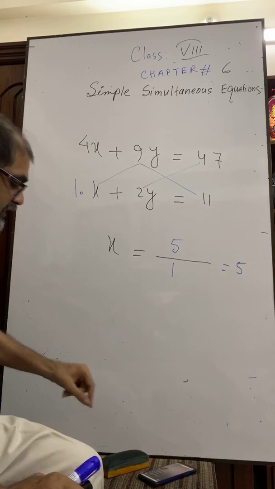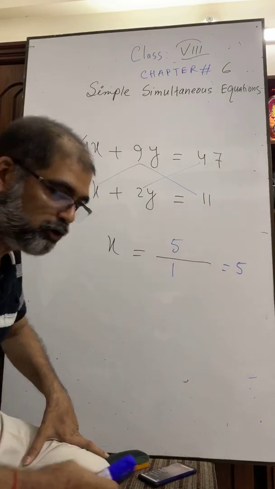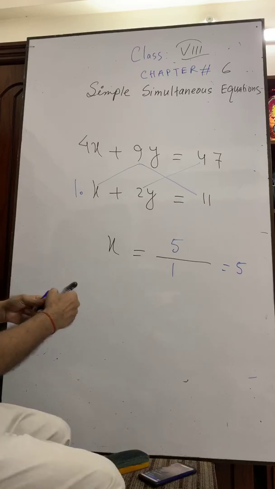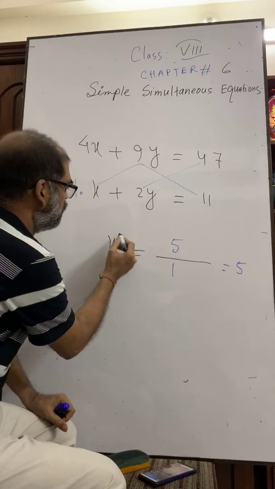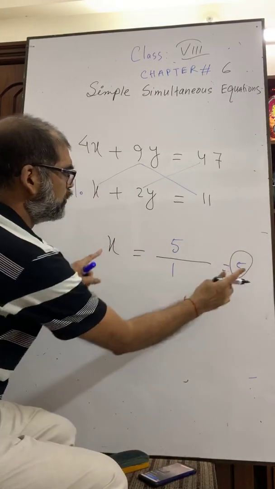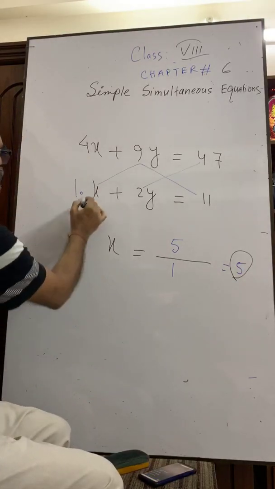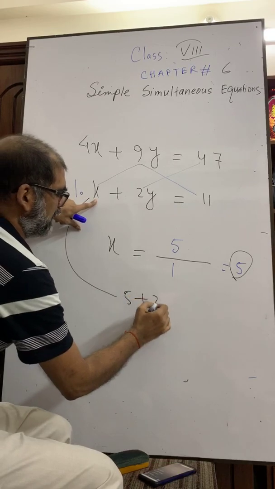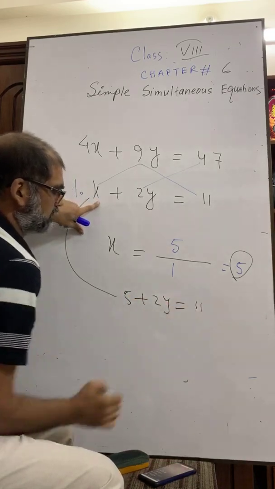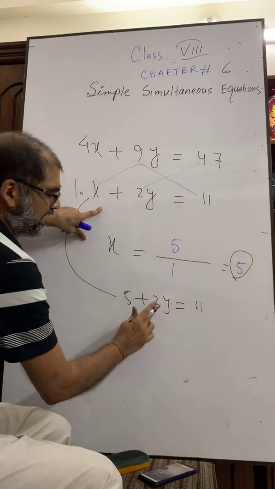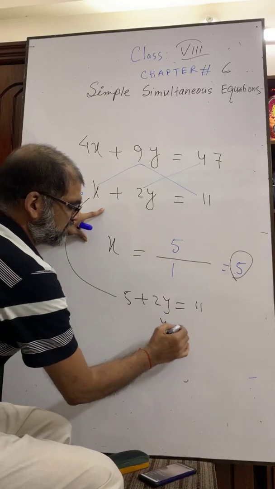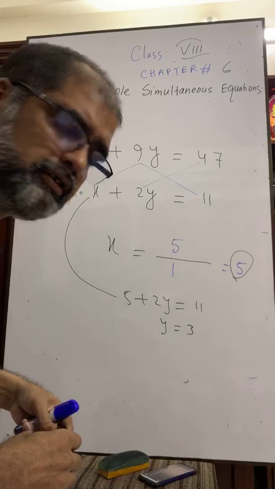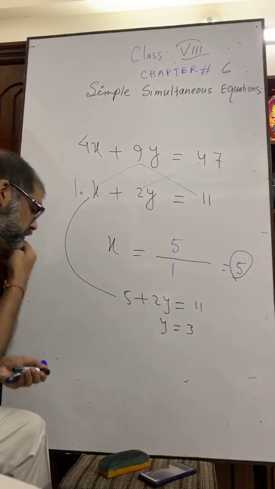Okay, someone has written how the value of y has been found. Okay, that's good. My dear student, if you know one value, then you put x equals to 5 in any equation. 5 plus 2y equals to 11. That is 2y equals to 6, y equals to 3. It is very easy. That you did in class 7 also.